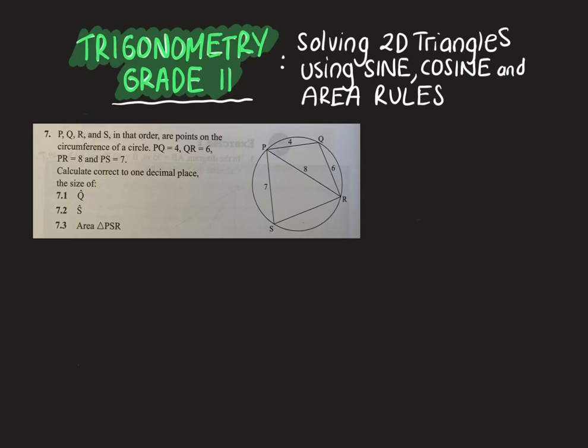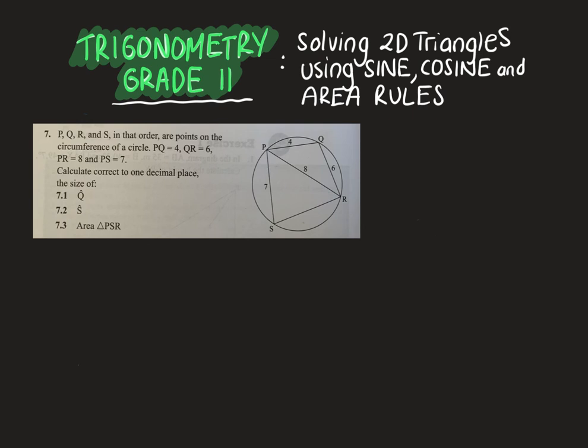We are now dealing with another type of example, solving 2D triangles using your sine, cosine, and area rules. Again, like the previous type, we are still dealing with a cyclic quadrilateral. P, Q, R, and S in that order are points on the circumference of a circle, which means it's cyclic, so your circle geometry theorems are in play, guys. We need to remember those.